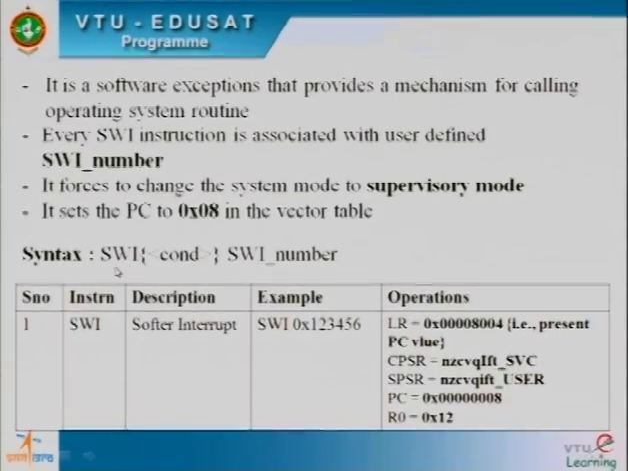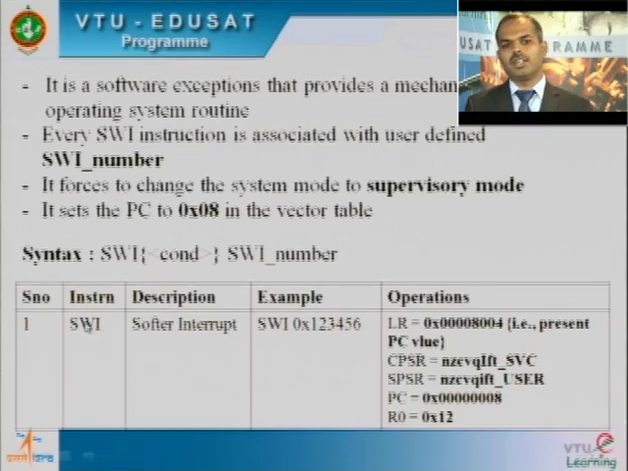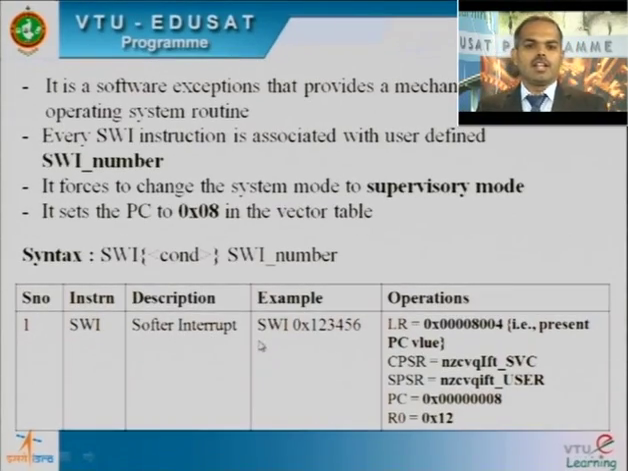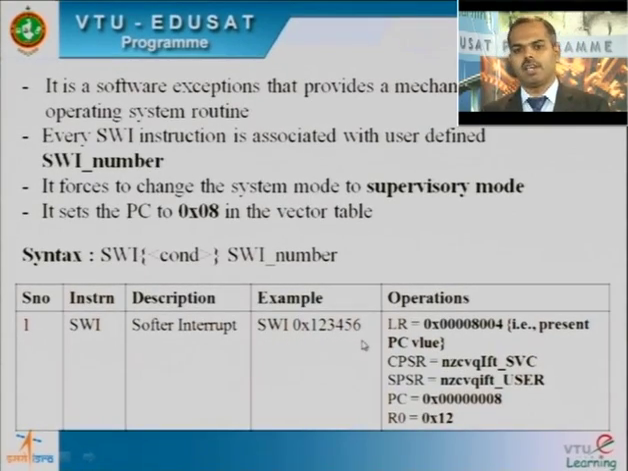SWI, software interrupt instruction with a condition. This can also be executed based on a condition. SWI, with the condition in curly brackets, followed by the SWI number. We will see the description of this. SWI is a software interrupt instruction. The example for this is SWI 0x123456. Once we do this, what happens?